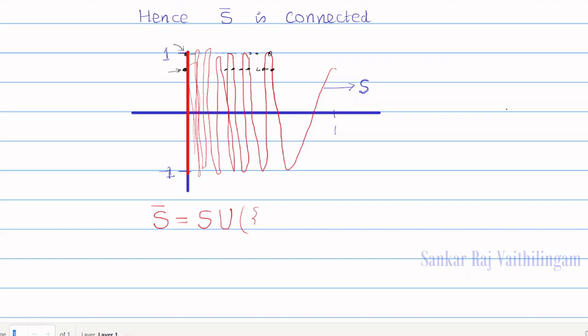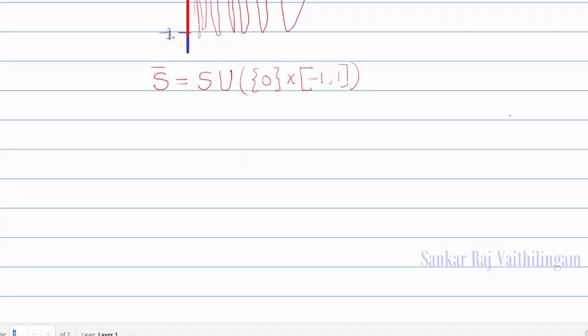இந்த vertical line எப்படி எழுதுறது தெரியுமா? Singleton 0 cross, I'll make it be -1 comma +1. Okay, so this is my S closure. We claim that clearly S closure is compact, is connected. ஏன் connected? Because S is connected, அதனால அதனுடைய closureம் connected.